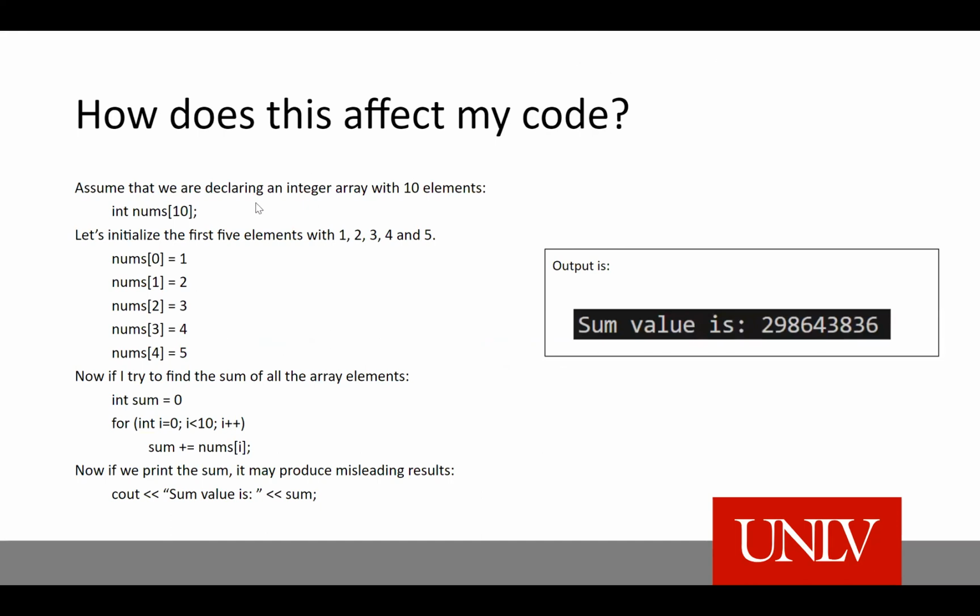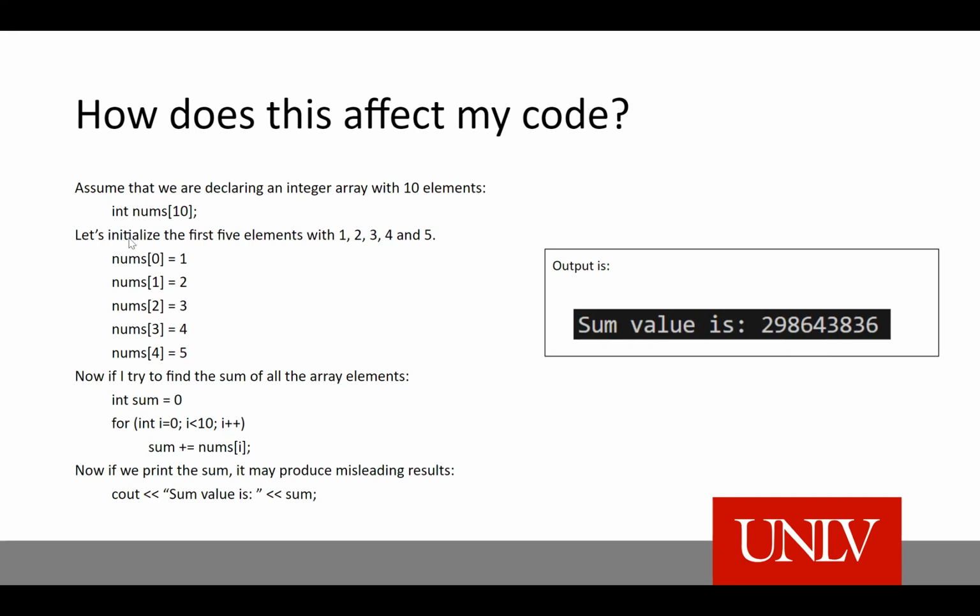Let's say I'm declaring an array of 10 elements. I'm just declaring, but not initializing. But now, for some reason, I choose to initialize my first 5 elements: the first, second, third, fourth, and fifth are initialized with 1, 2, 3, 4, and 5. Now, if I try to find the sum of all the array elements, the sum value that I get here is not what I'm expecting.